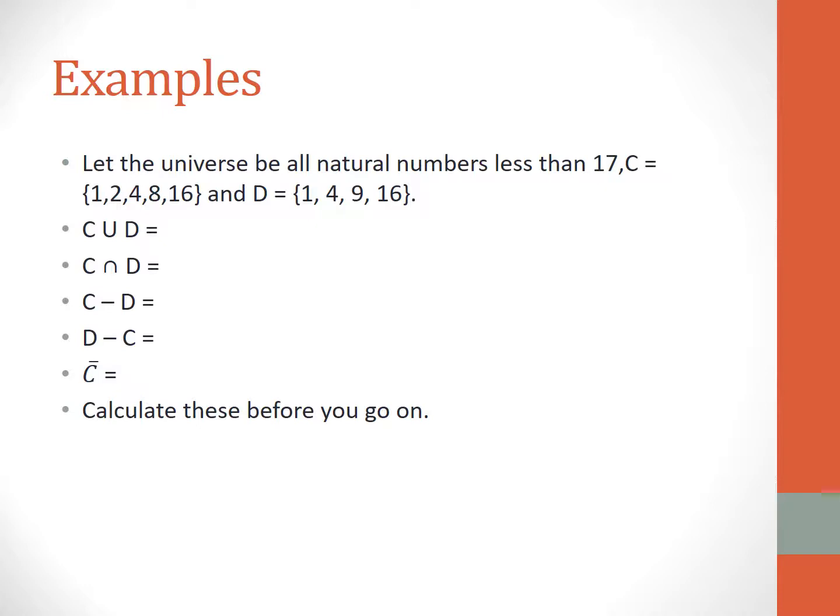So I've made some examples. I am going to take as my universe the numbers from 1 to 17. C is 1, 2, 4, 8, and 16. D is 1, 4, 9, and 16. I'd like you to make sure that you understand the ideas of union and intersection and set difference and complement by calculating these before you go on.